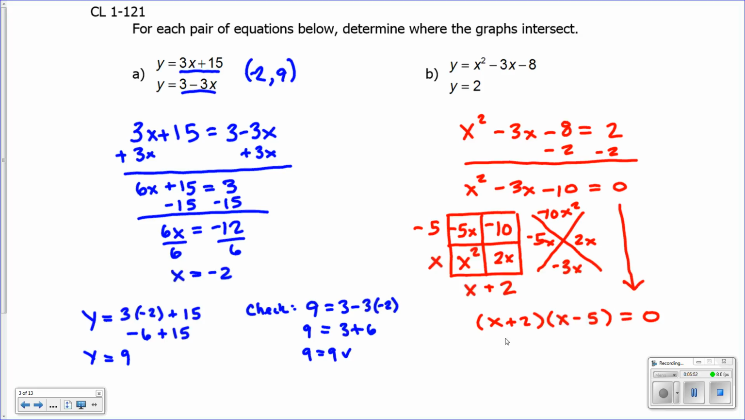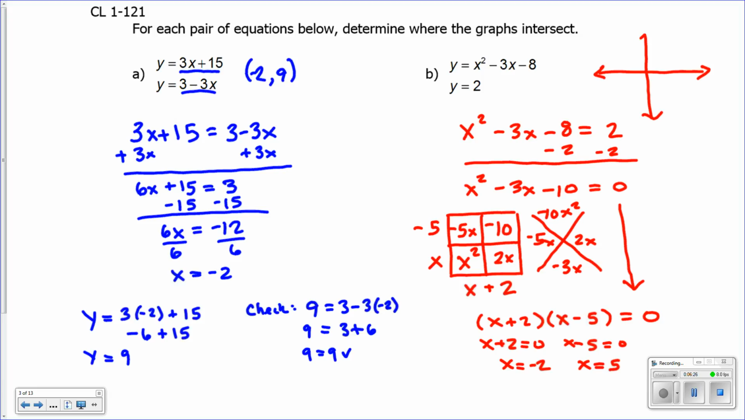Now use your zero product property. So I'm going to say x plus 2 has to equal 0, and we know x has to equal negative 2 in that case. And if x minus 5 has to equal 0, we know that x has to equal 5. But remember, you're not finished. You're trying to find points where they're going to cross. Now this graph is going to be a parabola crossing a horizontal line.